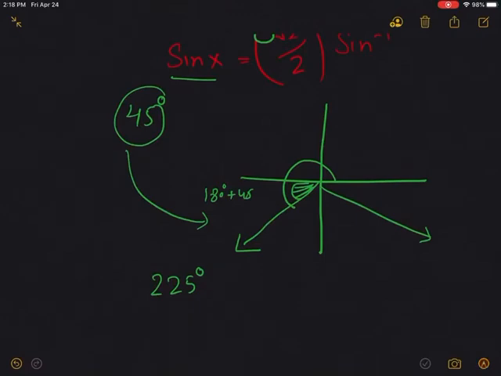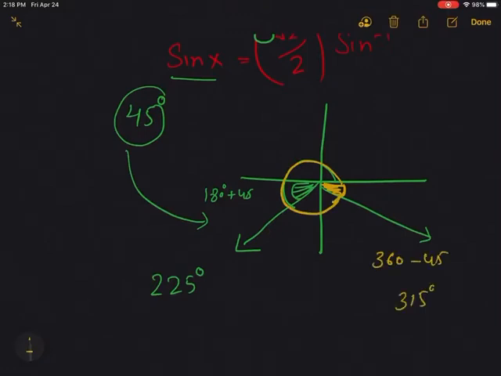Same thing if it's the fourth quadrant. In the fourth quadrant, this 45 is the reference angle, which is this part. How would you find the actual angle, from here to here? I would do 360 minus 45. So my answer is 315.